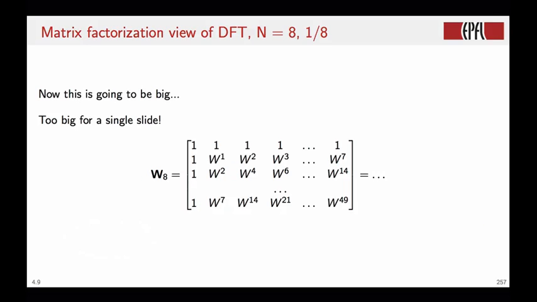Okay, if we could do it for n equal to 4, it's tempting to do it for n equal to 8. Now, this is going to be big, and it's going to be too big for a single slide. So we first write down what W8 is. It's the usual matrix, first line and first column of 1s, and then successive roots of unity to power 1, 2, 3, 4, up to 7, then even powers, etc., up to W49.